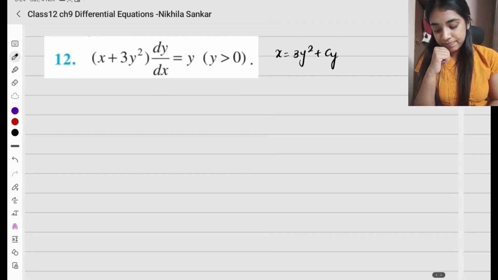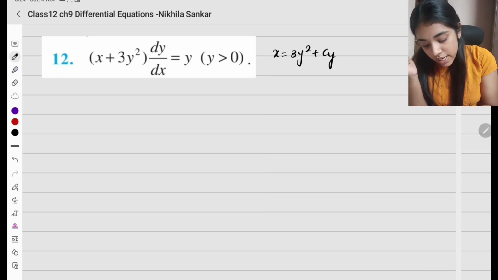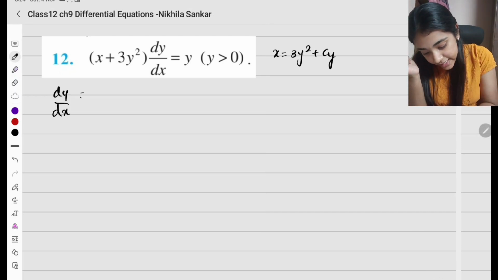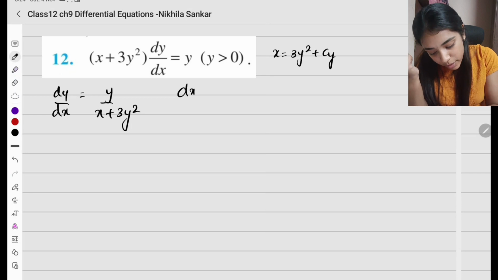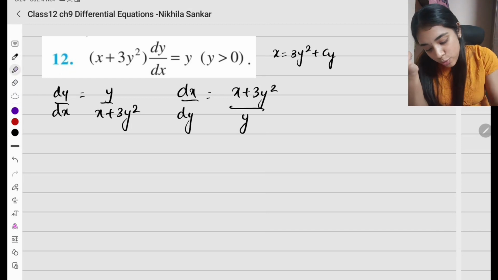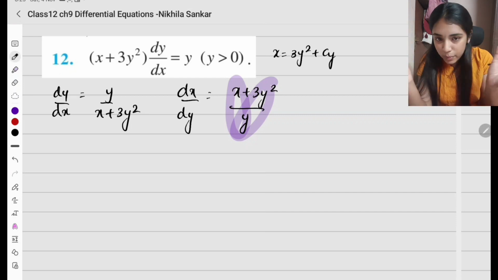Question number 12. Write this in the form that we need. So what am I going to do? dy by dx equals y divided by x plus 3y square. Can we split this? No, we cannot. So what are we going to do? We are going to write the dx by dy formula. So I'm going to have x plus 3y square divided by y. We can split like this only if the plus is in the numerator. If the plus is in the denominator, we cannot split.